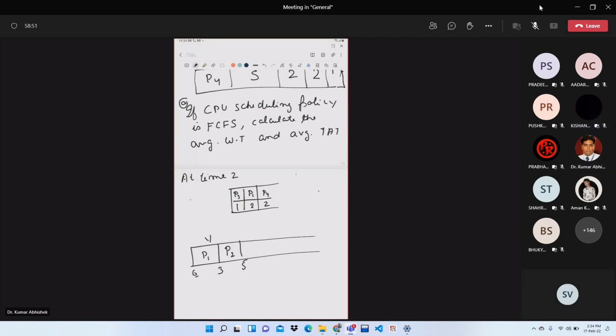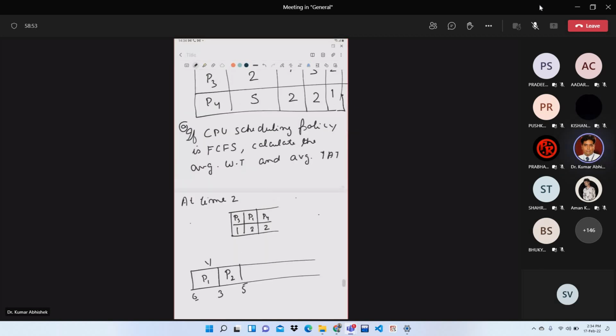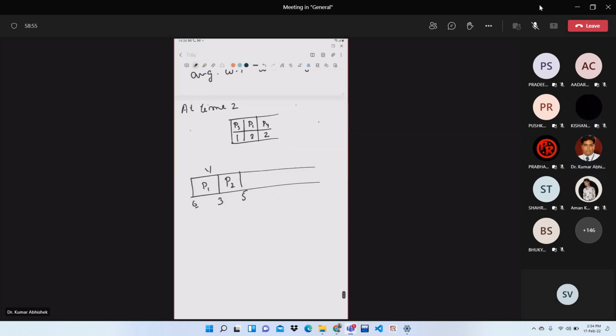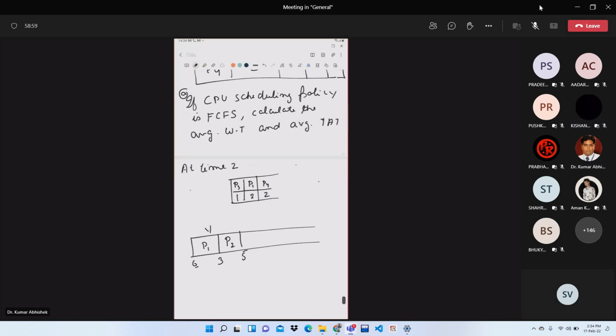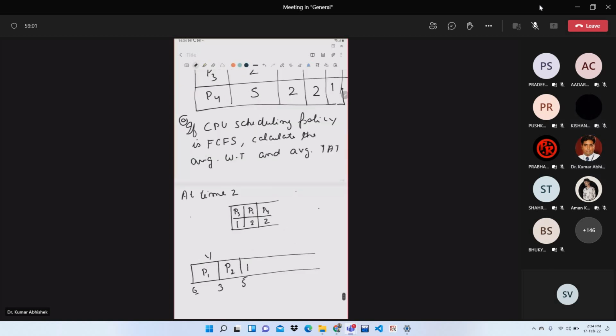Okay, so what will execute first now? It is FCFS. Again, P3 will execute till time 6. What happens at time 6?